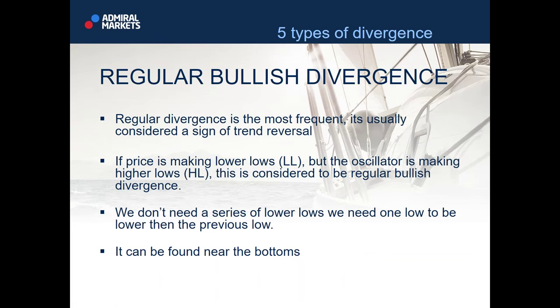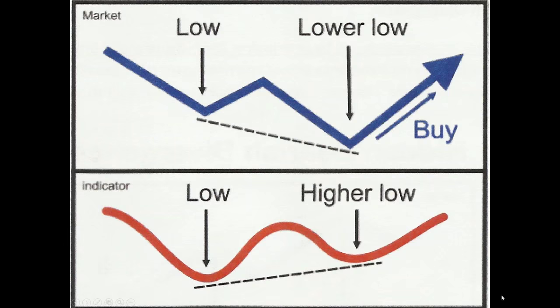Regular divergence is the most frequent and usually the earliest sign of trend reversal. If price is making a lower low and the oscillator is making a higher low, that is a regular bullish divergence. You don't need a series of lower lows. You need only one low to be lower than the previous lows, and that's easily spotted by the MACD indicator. So this is regular bullish divergence. Price is going down while the indicator is going up.